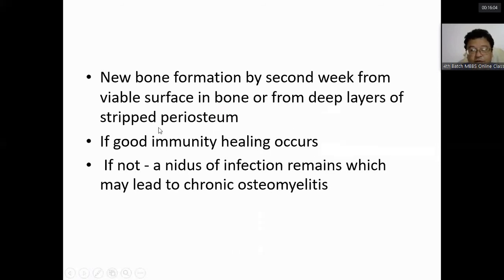So this also I've just explained. If the infection is not controlled, a nidus of infection remains, which may lead to chronic osteomyelitis, okay.